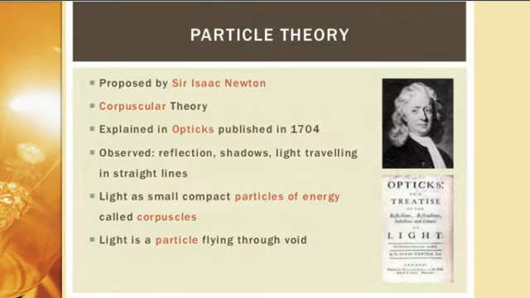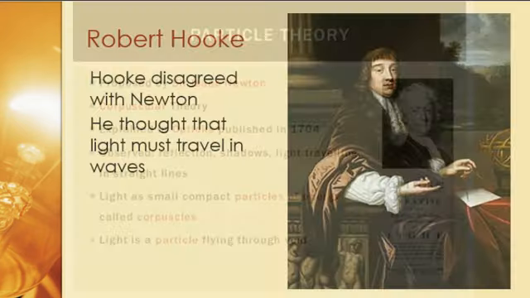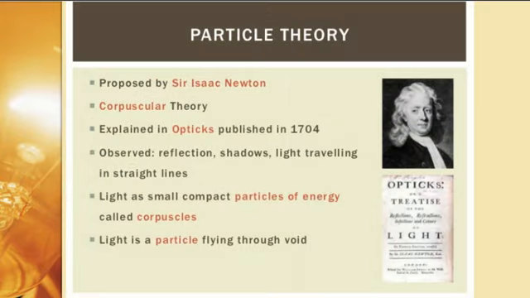So first guy we have, of course, one of my favorites of all time is Sir Isaac Newton. He came up with the theory of the particles, and he called them corpuscles, the corpuscular theory, and he explained it through a book he called Optics back in 1704. He was looking at reflection, shadows, light traveling in straight lines, light as a small compact particle of energy called corpuscles. It's a particle flying through a void. So that's what he said in his treatise right over here, this very famous book. Well, another scientist comes along and says, wait a minute. I mean, he's saying, wait a minute to Isaac Newton, right?